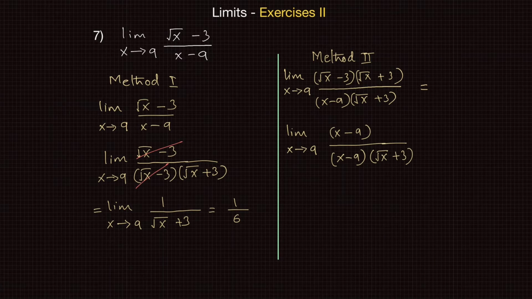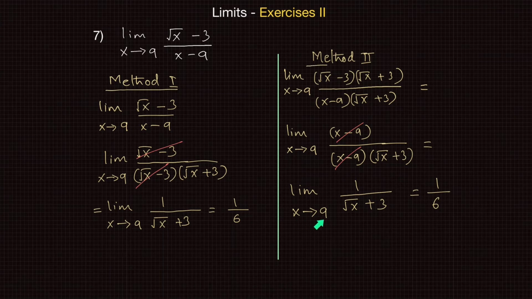The numerator is in the form a minus b times a plus b, which is a squared minus b squared. This becomes root x squared minus 9, which is x minus 9, divided by x minus 9 times root x plus 3 as x approaches 9. Cancelling out the common factor x minus 9, we have the limit of the function 1 over root x plus 3 as x approaches 9, which equals 1/6.